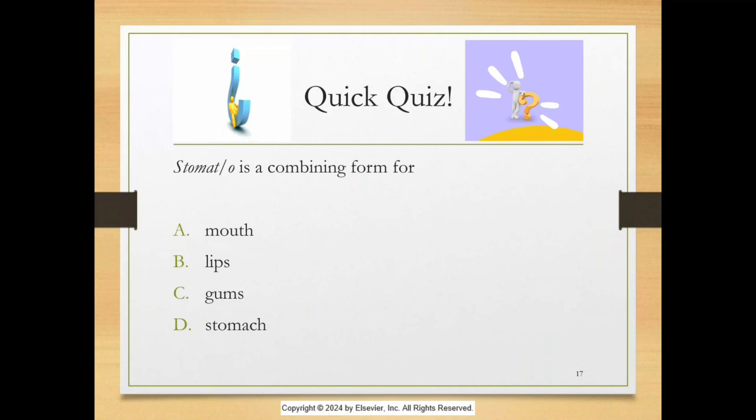Quiz. Select the correct answer. Stomato is a combining form for what? A, mouth. B, lips. C, gums. D, stomach. Which is your final answer?